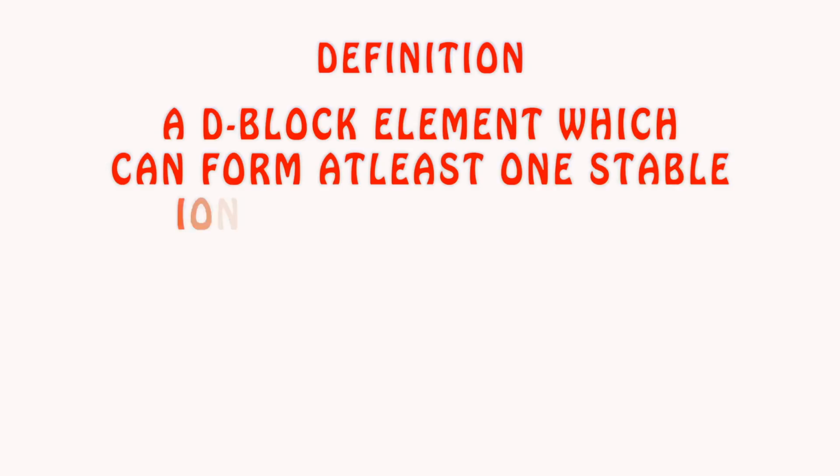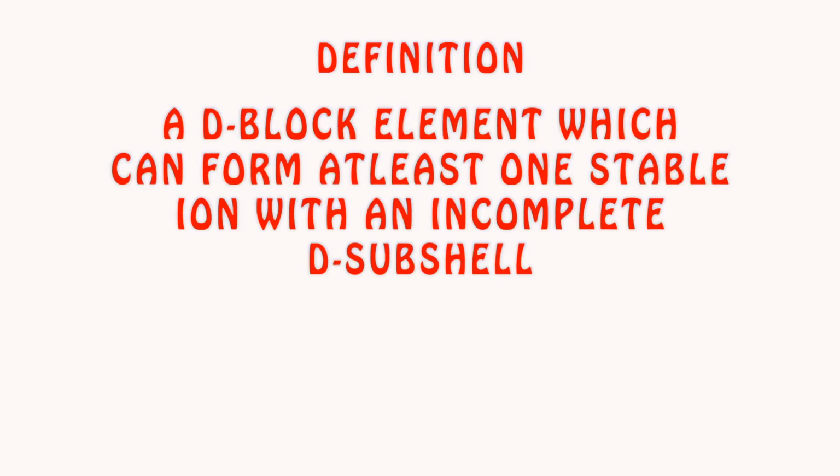A transition element can be defined as a D-block element which can form at least one stable ion with an incomplete D subshell. A D-block element just means that it is found in the D block of the periodic table.